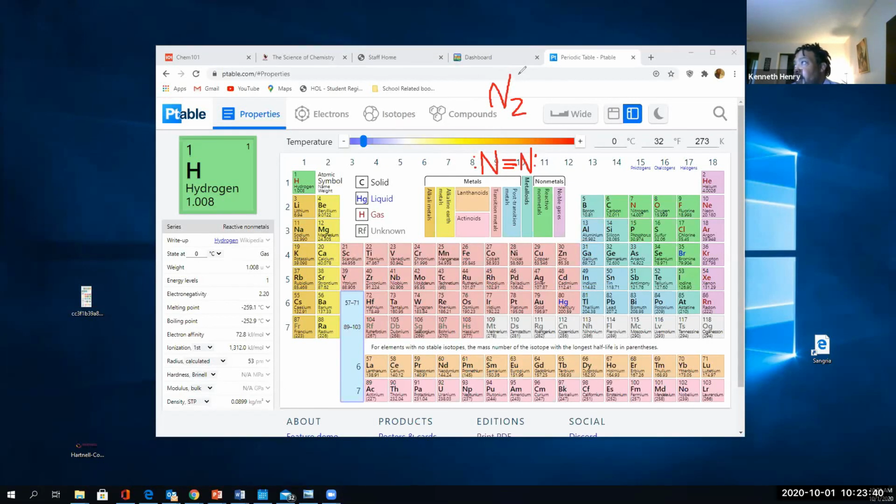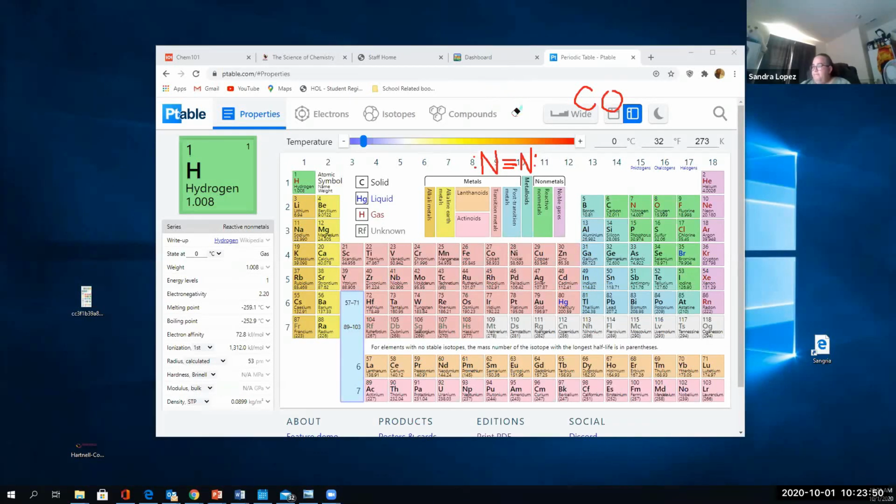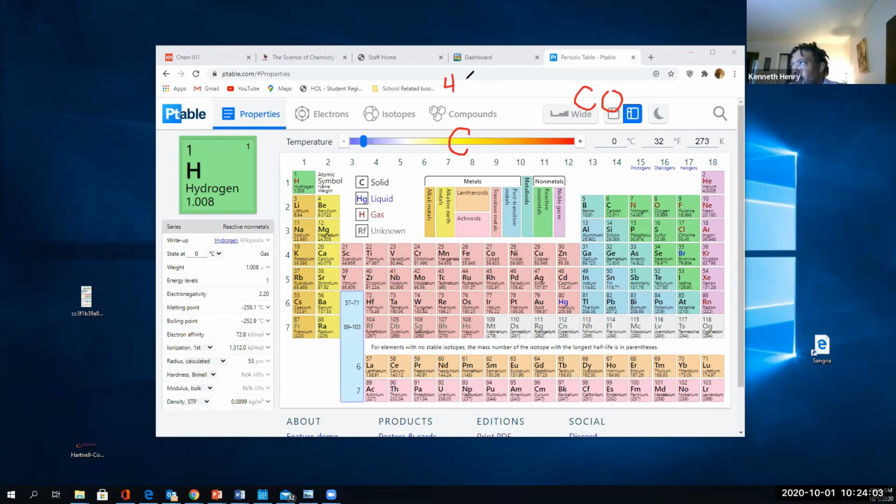So let's see if I have CO. And this is called carbon monoxide. Okay, how many valence electrons does carbon have? 4. And then oxygen has how many? 6. So we have a total of 10 electrons that we're working with. So let's go ahead, we'll put the 4 around the carbon, and you said 6 around the oxygen.